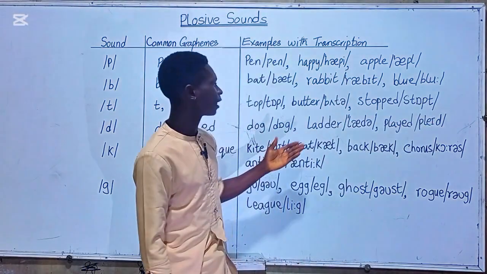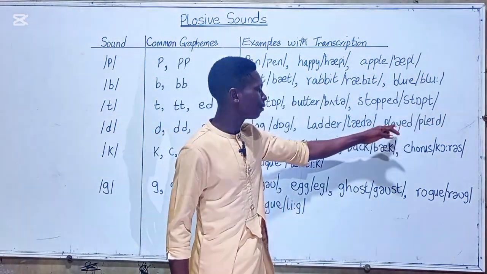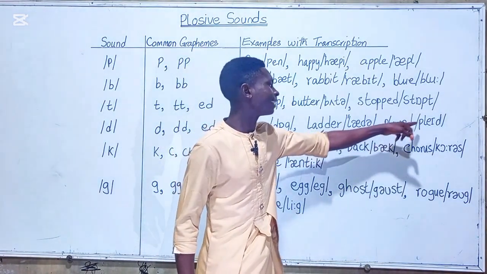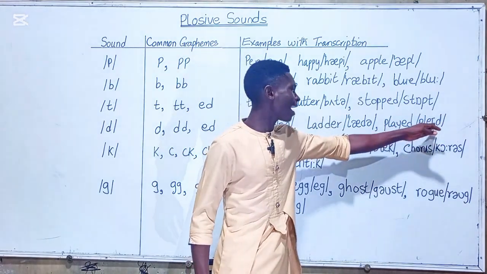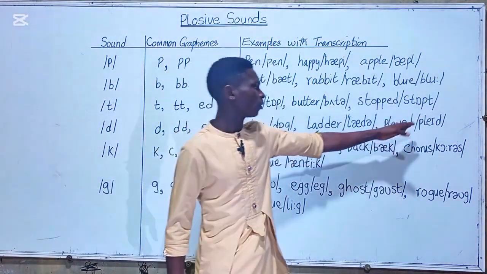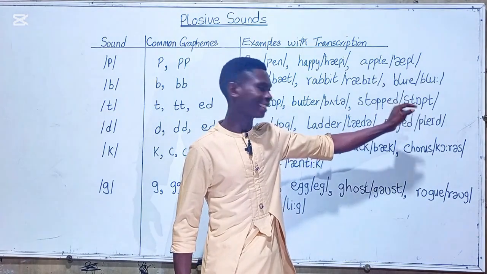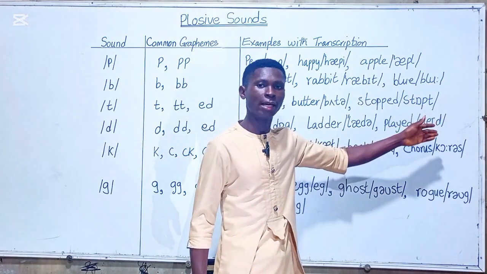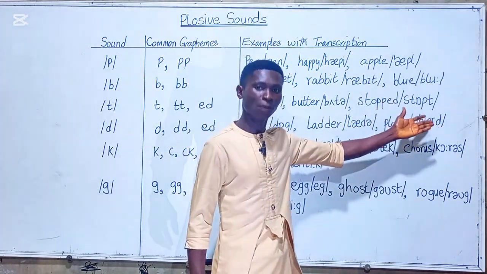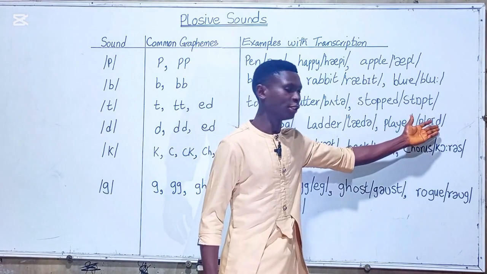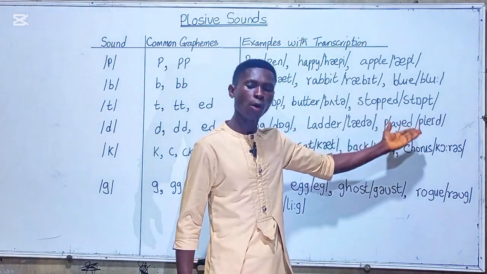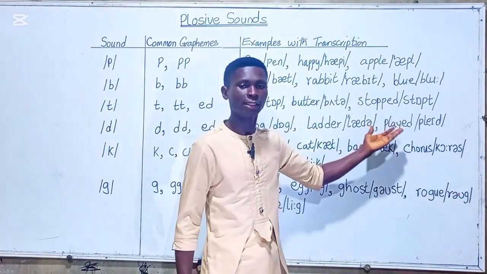But in the case of played, the last sound before ed is a, the diphthong a. So the diphthong a is a voiced sound. Hence, we use the voiced form of the alveolar plosive sound, which is d. That's why we have played. So we have other words in this category.